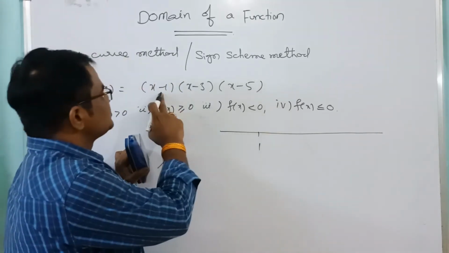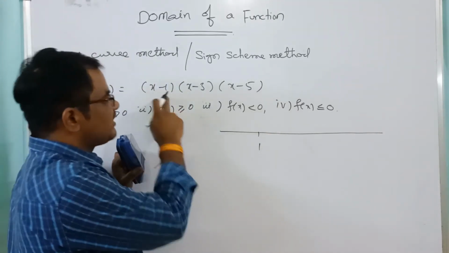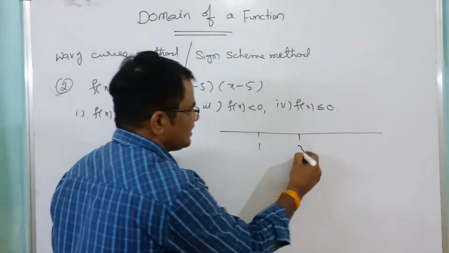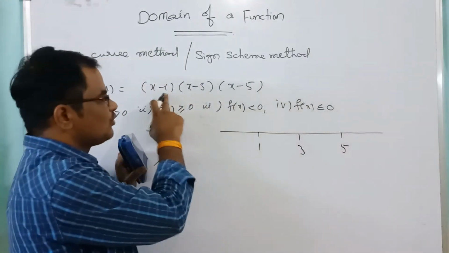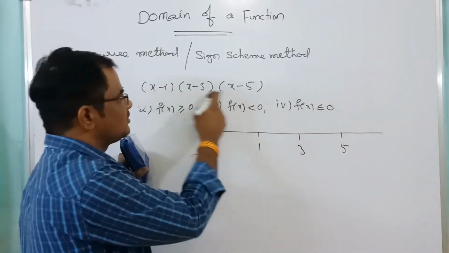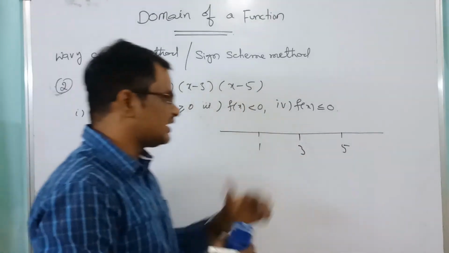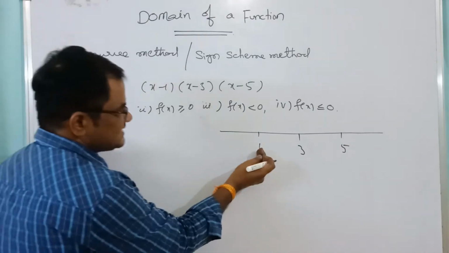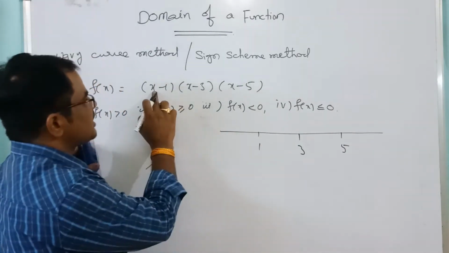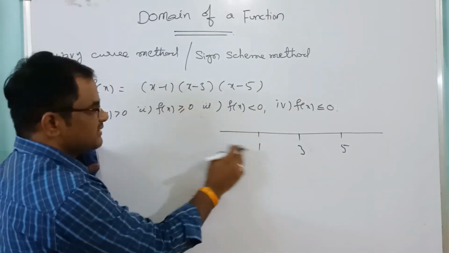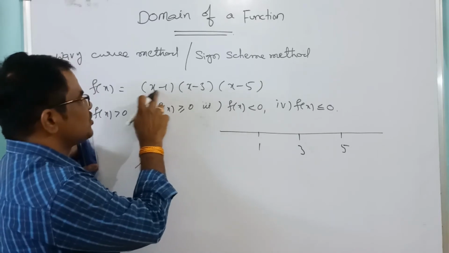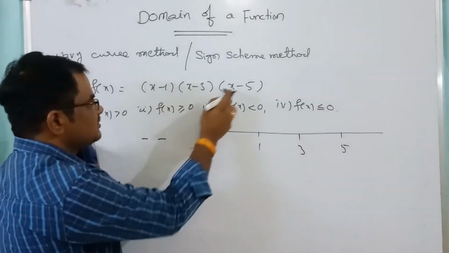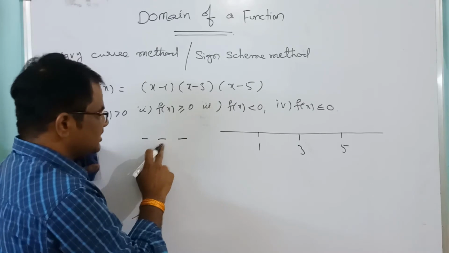So here x equal to 1 is a critical point, here 3, here 5. If you substitute x equal to 1, it becomes 0; likewise x equal to 3 and x equal to 5, on the x axis. Now for less than 1, substitute any value, say 0. If you substitute 0: 0 minus 1 is negative, and the other factors are negative too, so negative into negative into negative.